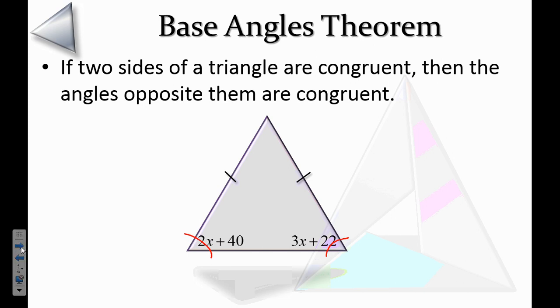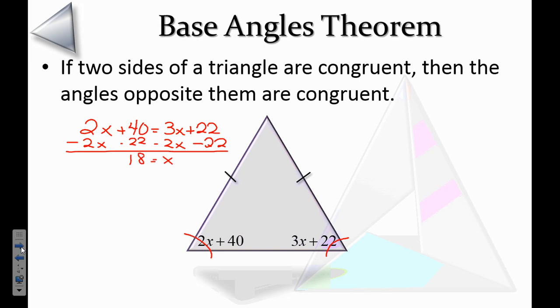So if I tell you that one base angle is 2x plus 40 and another base angle is 3x plus 22, can someone give me an equation that will help me solve for x? Excellent. 2x plus 40 equals 3x plus 22. The hardest part of geometry is getting the equation right. Then it's all algebra, and you guys can do that. Okay? We would take the 2x to the other side, move the 22 to the opposite side, and we get 18 is equal to x.